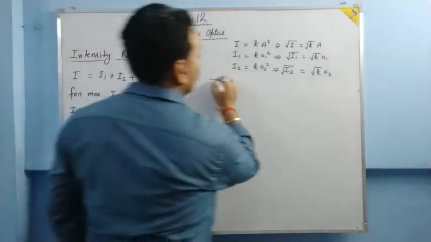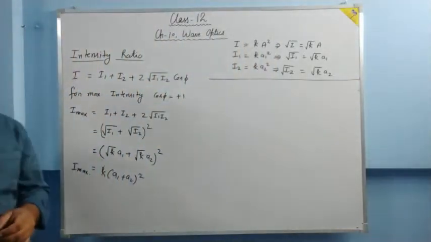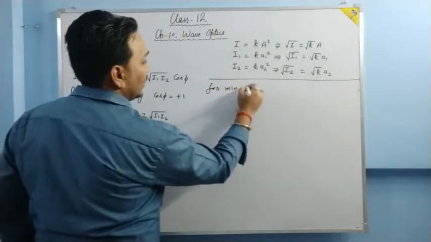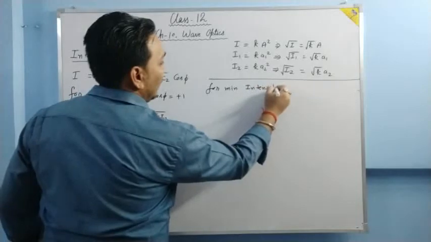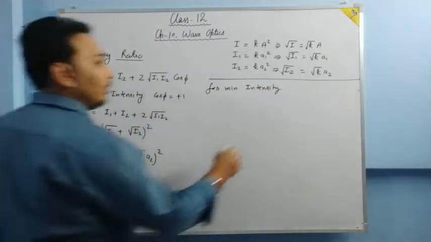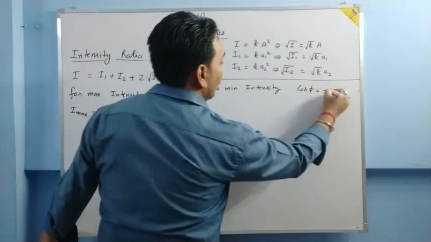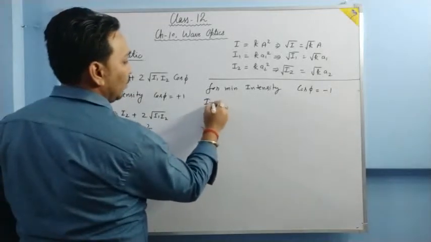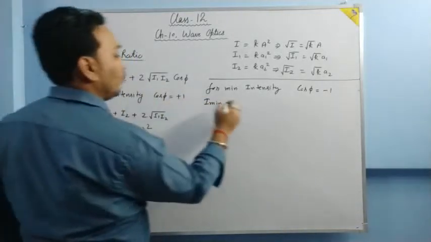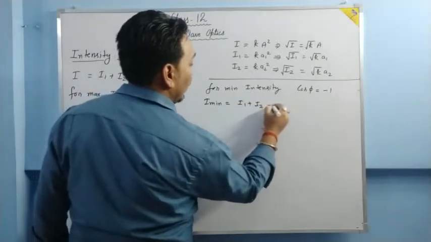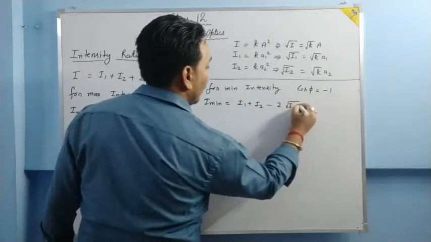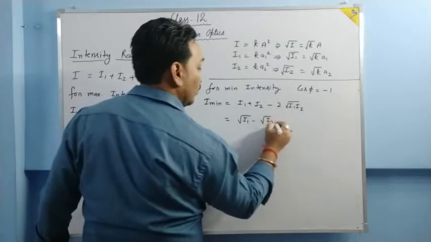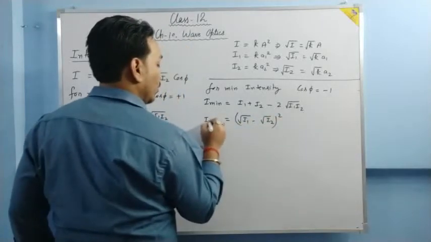For I minimum also, the same concept. For minimum intensity, what are we going to have? Cos phi is equal to minus 1. And if you put minus 1 over here, then I minimum will be equal to I1 plus I2 minus 2 under root I1 I2. And what can we write? We can write it as (under root I1 minus under root I2) whole square. This is the value of I minimum.